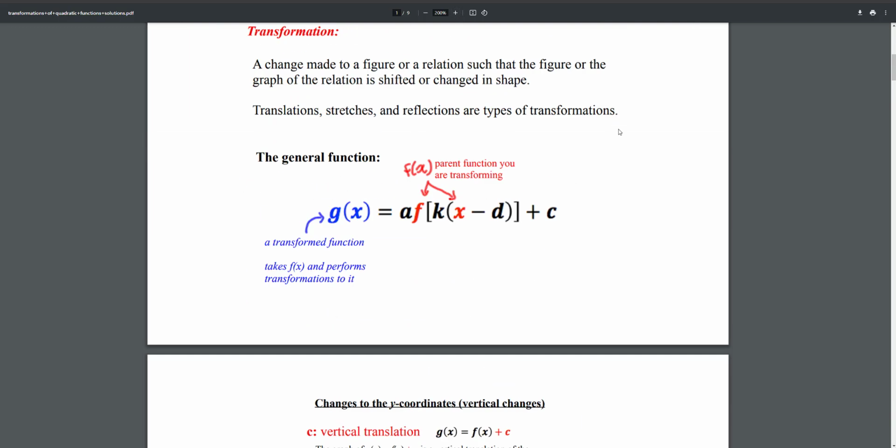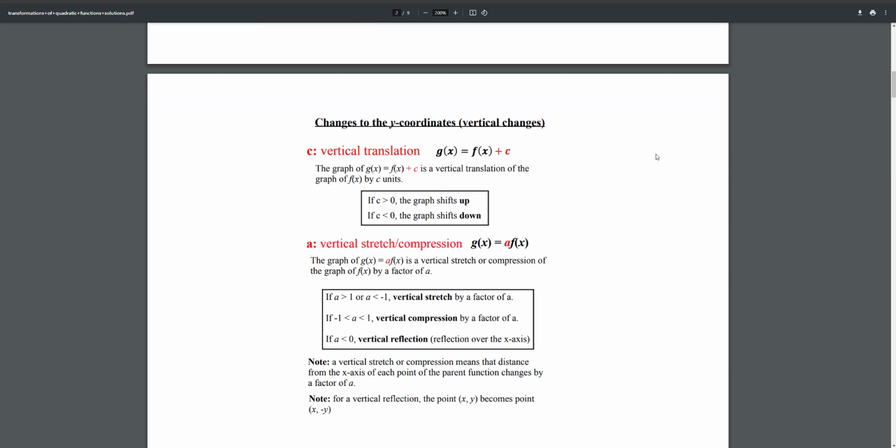So here we have our 2 transformation values that affect the vertical aspect, or the y coordinates, of your parent function. So C is one of the easiest ones. Almost every student I think gets C right. C is simply a constant value that is being added or subtracted at the end of the function, usually at the end of the equation. And it's a vertical translation, meaning it shifts the graph up or down. So if C is positive, like plus 5, the graph shifts up 5. If it's negative, then the graph shifts down 5. And I'm going to visually show you that as well.